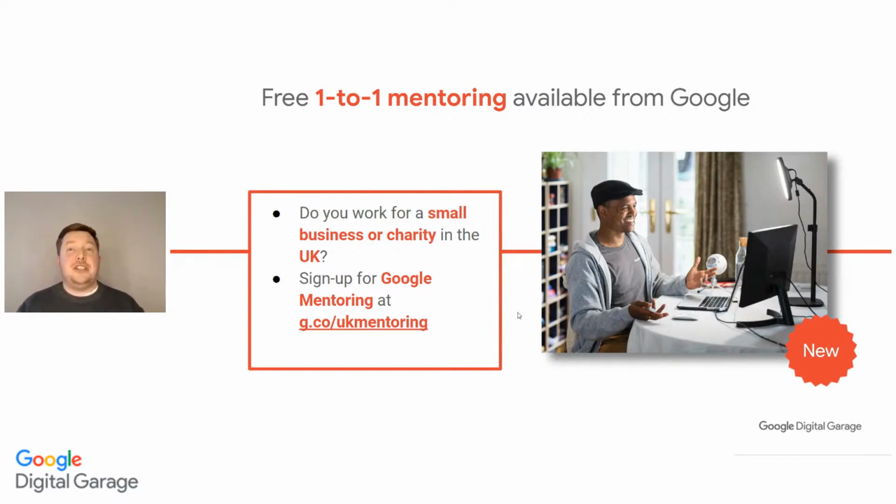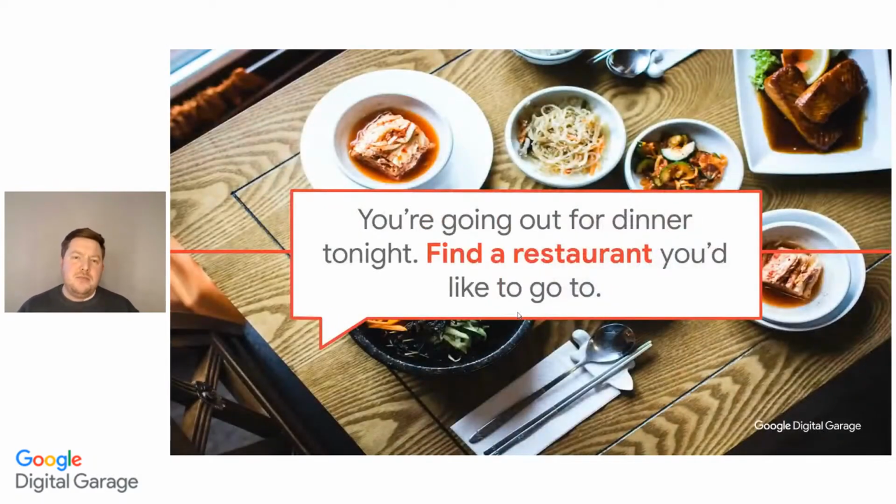g.co/UK mentoring. So what we're going to have a look at today is, first of all, understanding how you do this. So you're going out for dinner tonight. Find a restaurant you'd like to go to. So what's the process that you actually carry out here? So for me personally, it would be my phone. It would be flick across, find the little Google search thing, click on it, food near me.